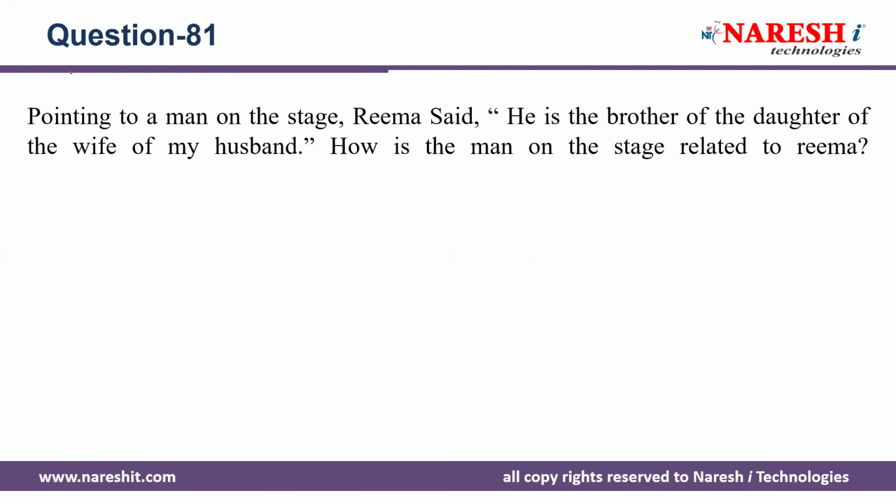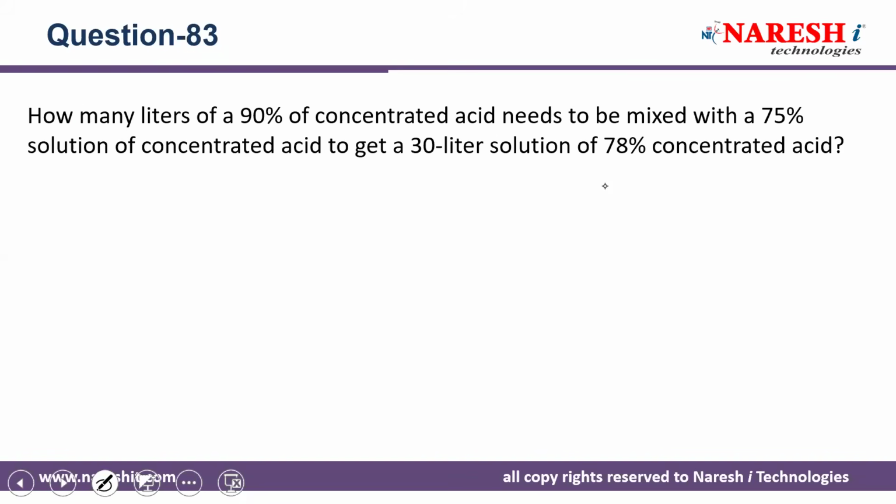81, I think we have done blood relation yesterday. 81 over. I think 82 is also over. 83, I think a lot of people did not understand because it is a new topic, mixture allegation. So I'm repeating one more time, 83.